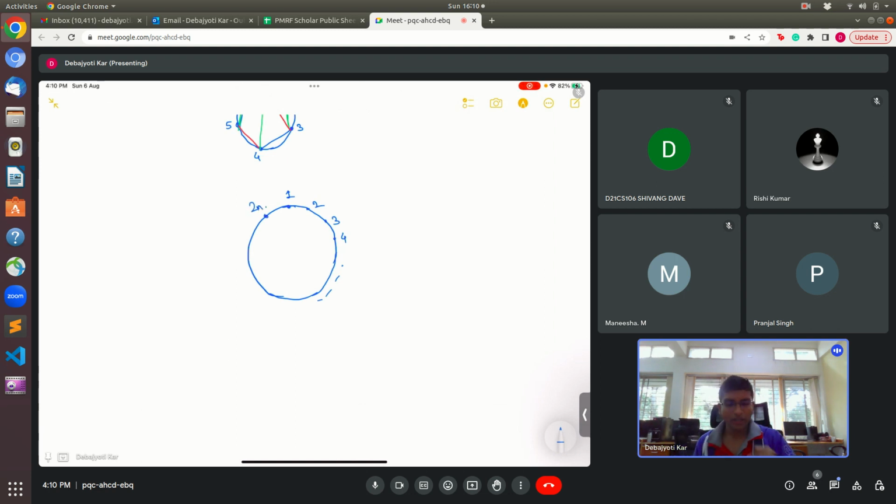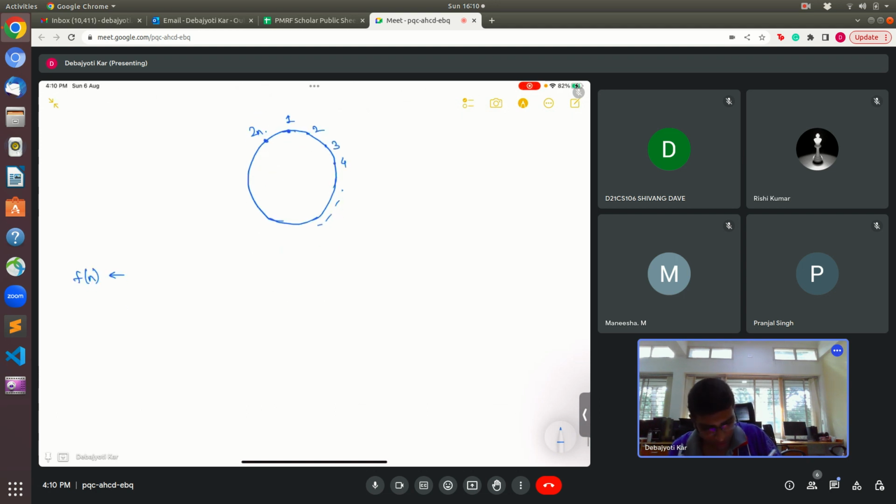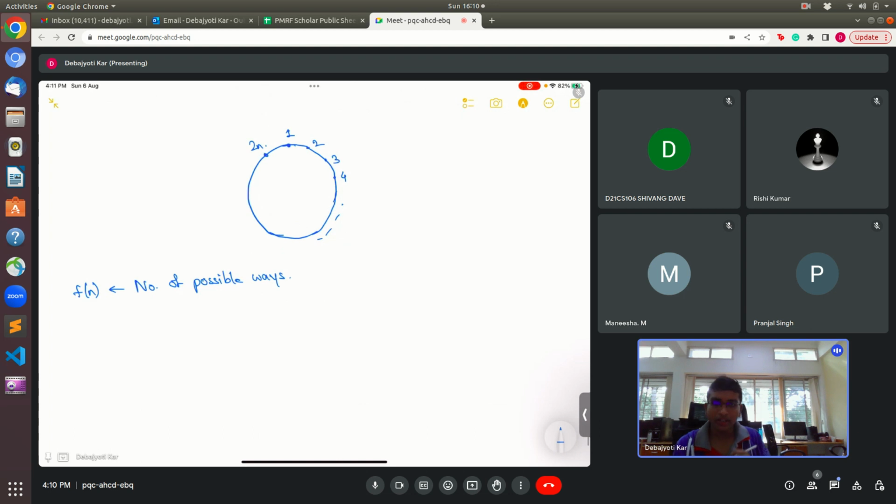So here in general you have 2n endpoints on the circumference of the circle. Again, let f of n be the number of ways of drawing n segments subject to this. Now in any valid solution, consider to which point 1 is matched. So what is the pair for 1?